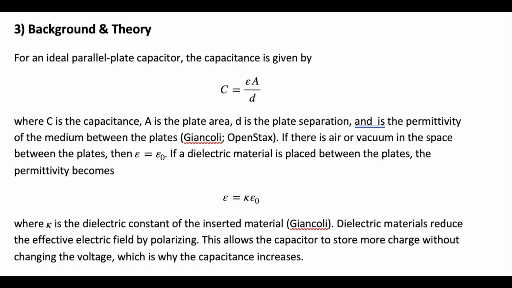multimeter. The physical background of this experiment is based on the capacitance formula for a parallel plate capacitor. C equals epsilon A over D, where A is the plate area, D is the separation between the plates, and epsilon is the permittivity of the material between them. When a dielectric material is inserted between the plates, the permittivity increases, so the capacitance also increases.